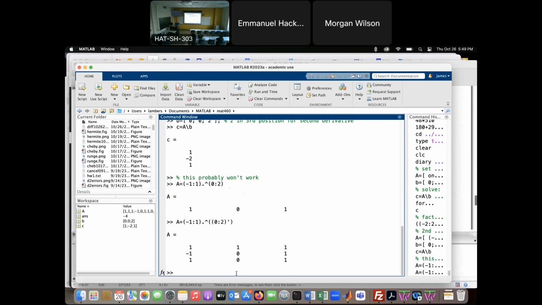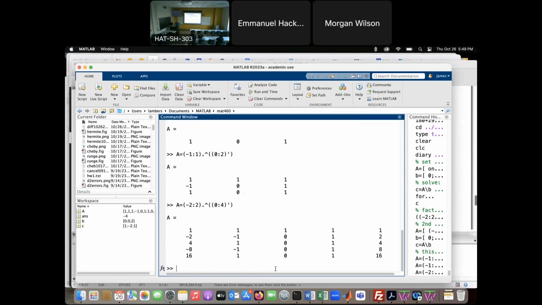Now, if I go back to the previous example, with a 5-point difference rule, so I do -2 to 2 raised to the exponent 0 to 4 transpose, and let's make sure about this. Yeah, that's the matrix. Well, I'll be dang. All right.